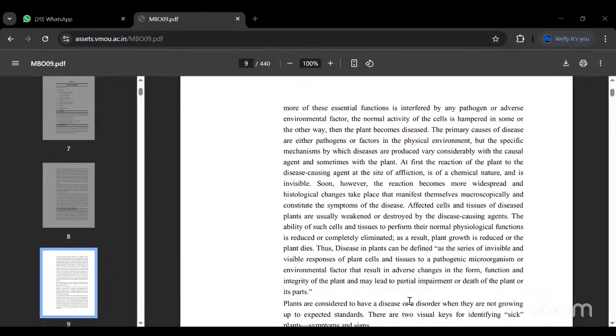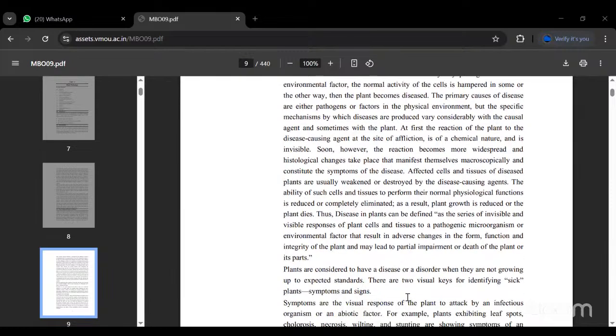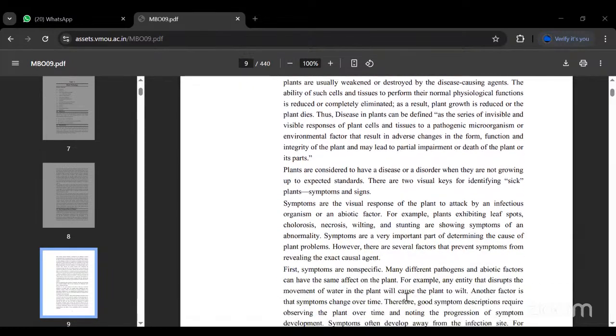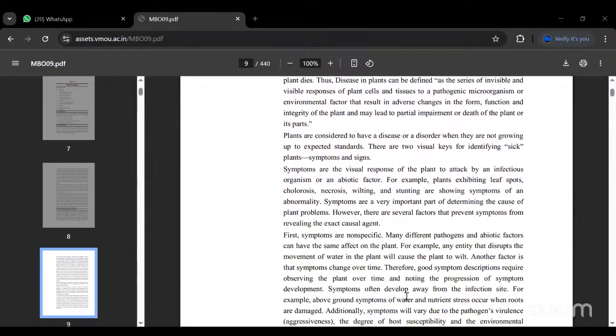So disease in plants can be defined as a series of invisible and visible responses of the plant cells and tissues to pathogenic microorganisms or environmental factors that result in adverse changes in the form, function and integrity of the plant, which may lead to the death of plant parts. Plants are considered diseased when they are not growing up to expected standards.